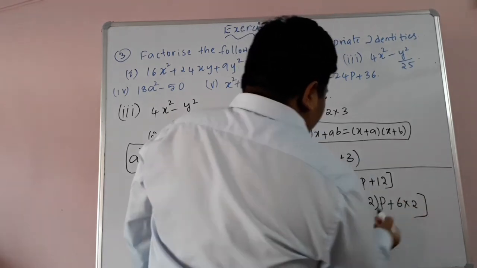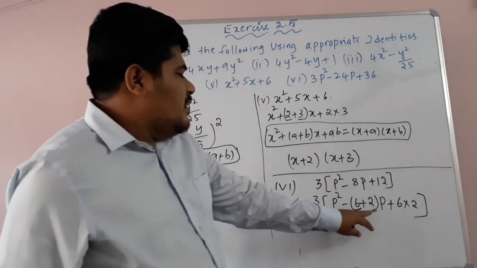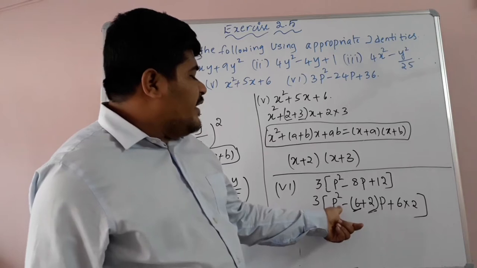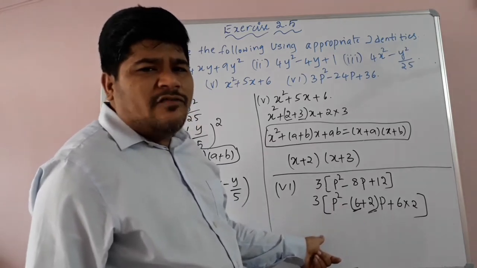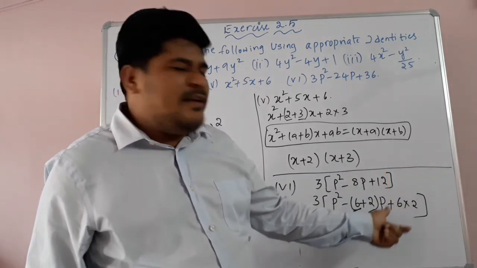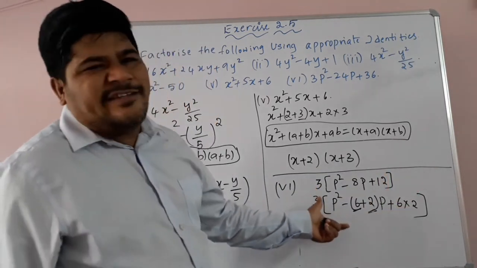So children, it's very simple. a is 6 and b is 2. So now substitute the formula. Here in the place of x, p is there. So 3 of (p minus a) into (p minus b). So that a, b you find here and substitute in the formula, children. So you can try this problem.